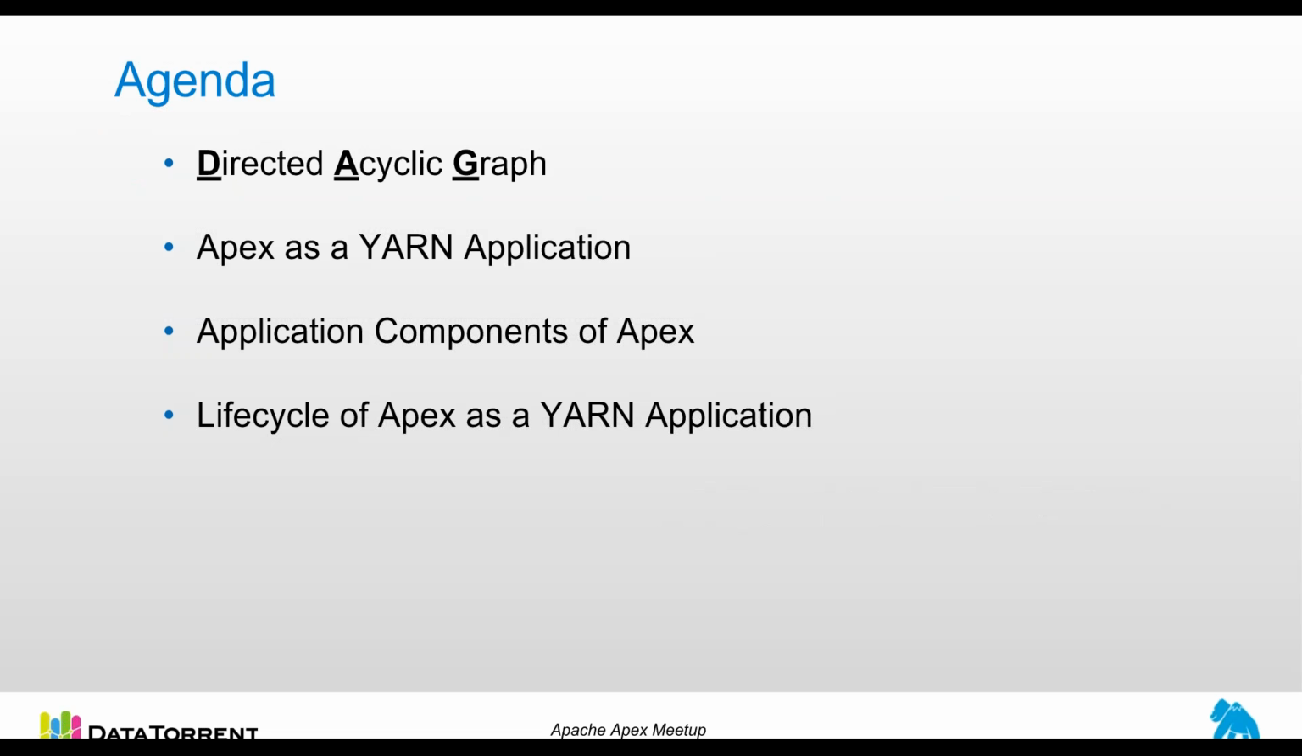So quickly going through the agenda of this webinar. First, as a summary, we'll go through what a directed acyclic graph means in the Apex context. Next, we'll see how Apex is actually a YARN application. In this section, we are going to see the various different components of Apex and how they sit along with the YARN components. Next, we'll see the details about different application components of Apex. And finally, as a YARN application, what is the life cycle that an Apex application goes through? Okay, so we'll cover all this as a part of today's agenda.